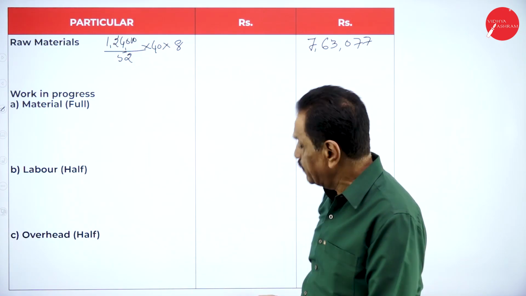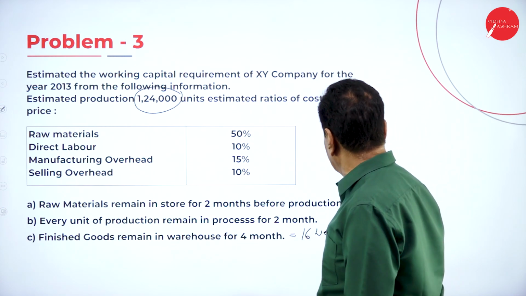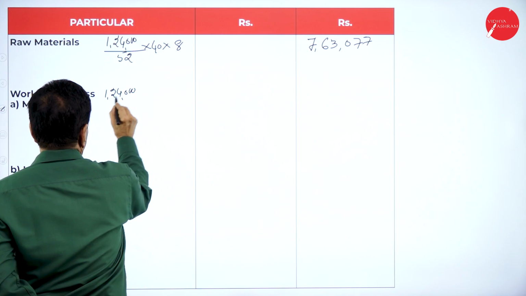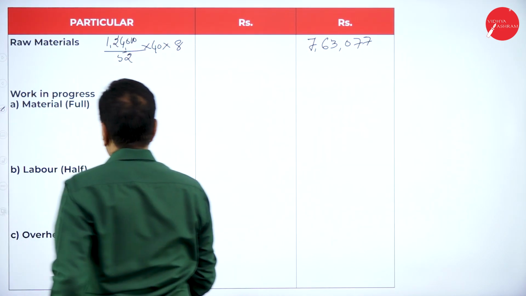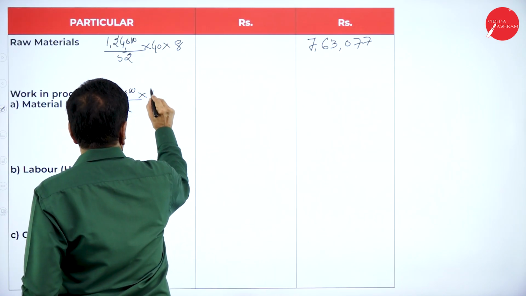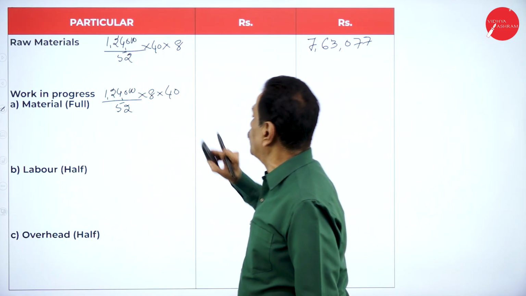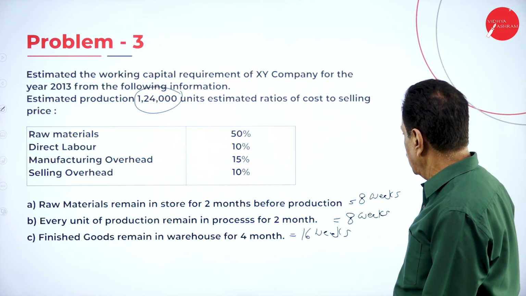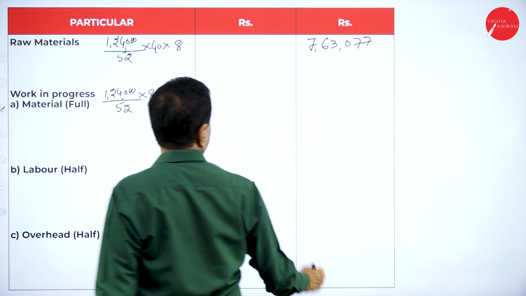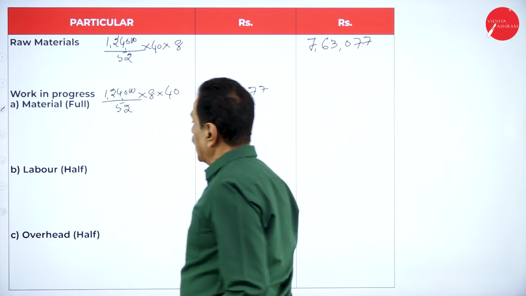Now, work in progress. How many months? Work in progress, the production remaining in process is 2 months, which means 8 weeks. 1,24,000 divided by 52 into 8 weeks, into the raw material cost of 40, works out to 7,63,077.